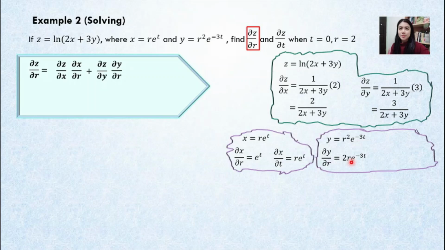Then for del y del t, you are focused on the t. So we differentiate the exponent e to the power of negative 3t, so you have negative 3e to the power of negative 3t multiplied with the constant r squared, so they basically give you negative 3r squared e to the power of negative 3t. So we are done with all the first order partial derivatives. Let's just do the substitution.